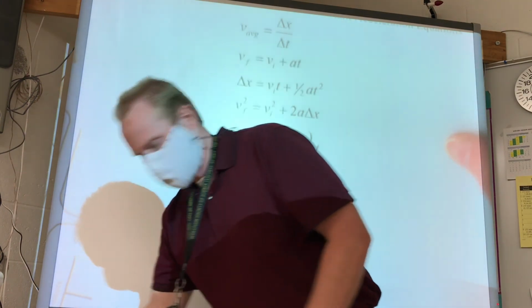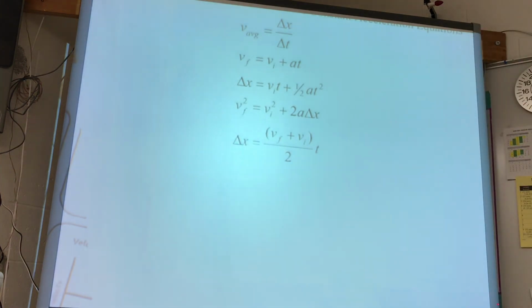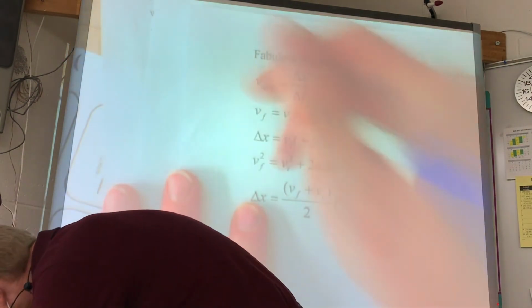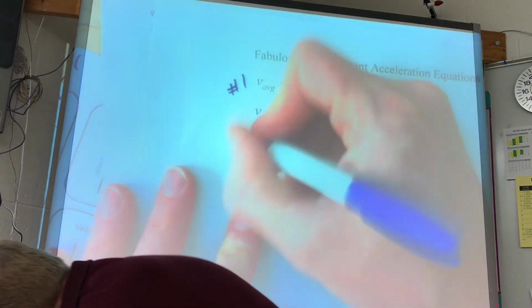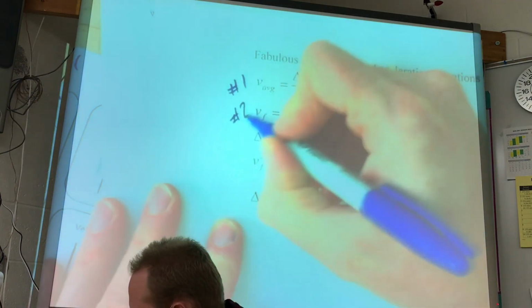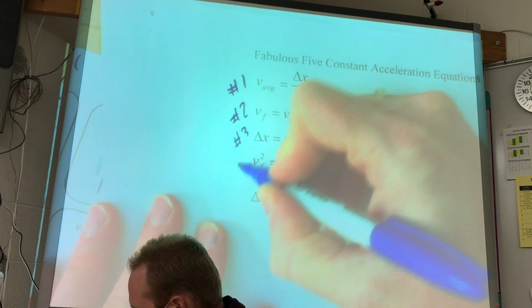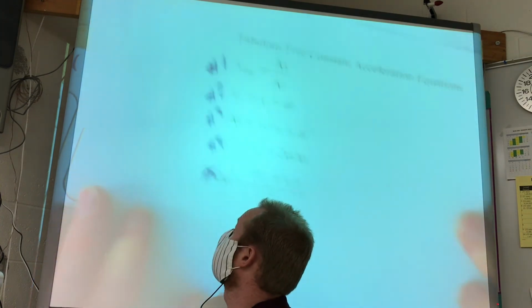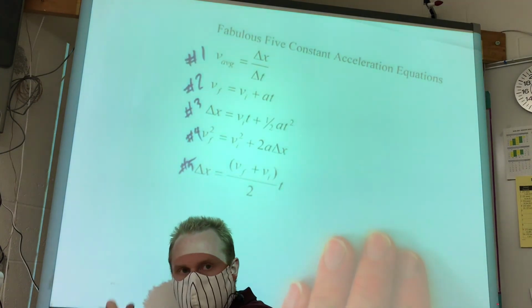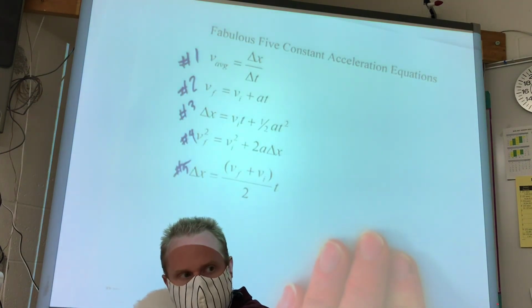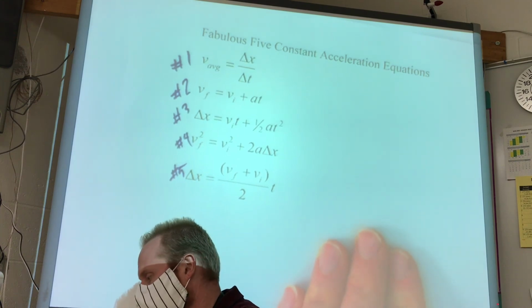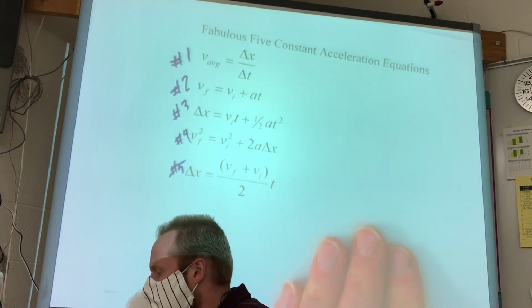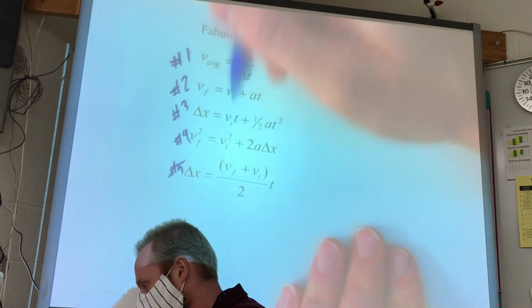Okay, so when we flip this over, these are the equations that we use. We call these the Fab Five. Out of convenience, we often number these simply as equation number 1, equation number 2, equation number 3, equation number 4, and equation number 5. The reason is that when we go through and ask, what equation can you use, or what equation did you use, you can say number 1 or number 2 or number 3. I'm like, you should have used number 4, instead of having to say, you should have used VF squared is equal to VI squared plus 2A delta X.